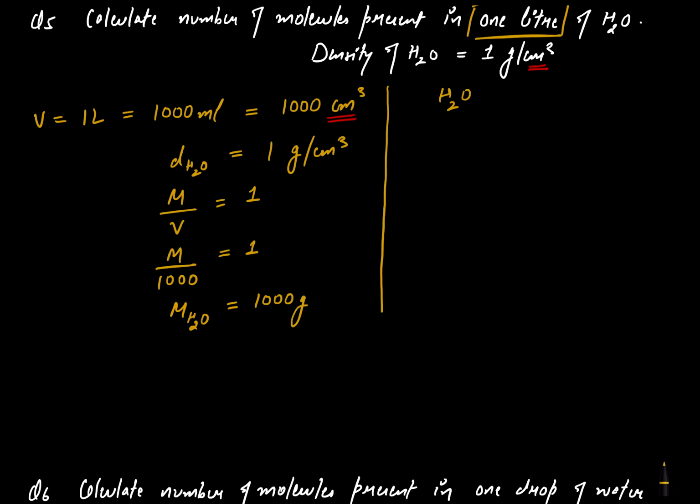H2O. What's the mass of water? The atomic weight of hydrogen is 1, into 2. The atomic weight of oxygen is 16. So 2 plus 16 comes out to be 18 grams.